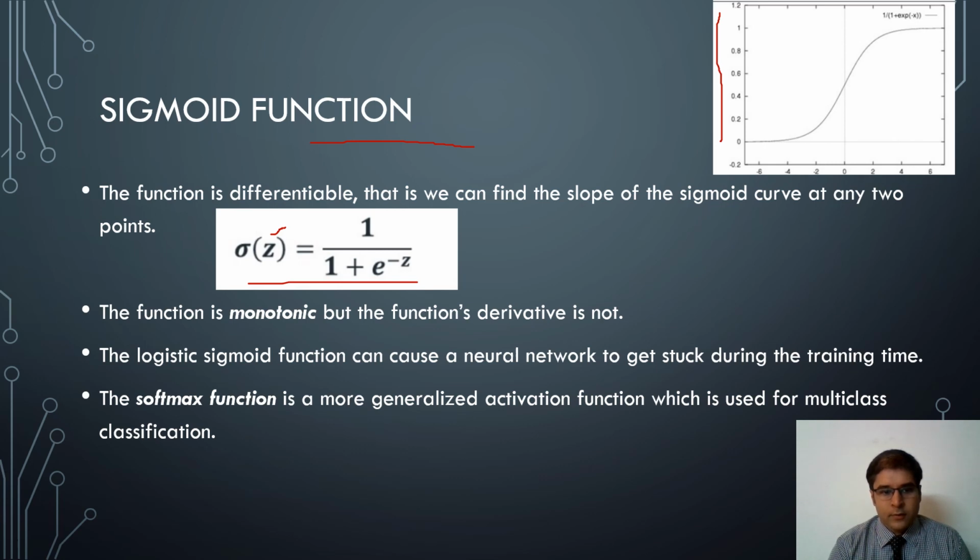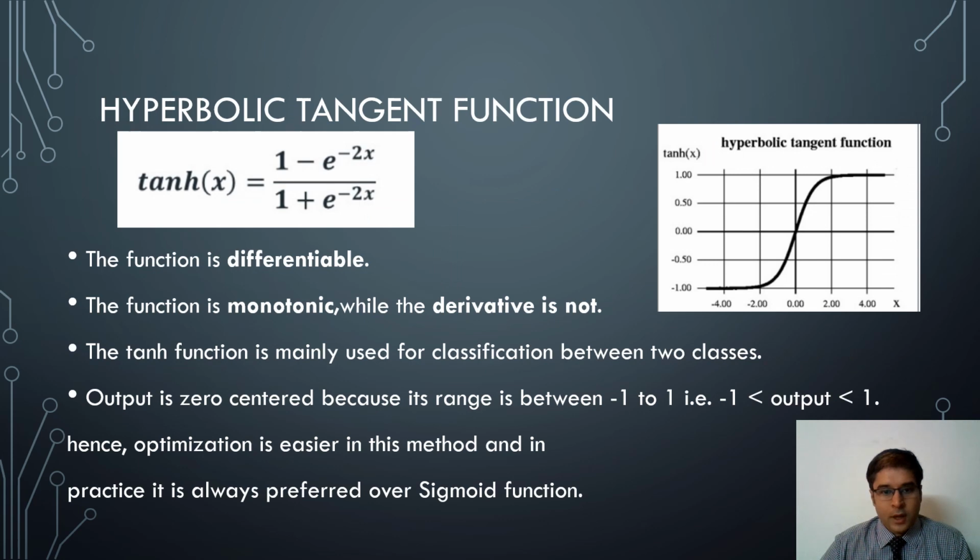This is because its derivative is not monotonic, and thus it can get stuck. The softmax function is a more generalized activation function, which is used for multi-class classification. Next we see the hyperbolic tangent function, that is tanh x is equal to (1 minus e to the power minus 2x) by (1 plus e to the power minus 2x). This is the formula where x is the local field. So it is this curve here.